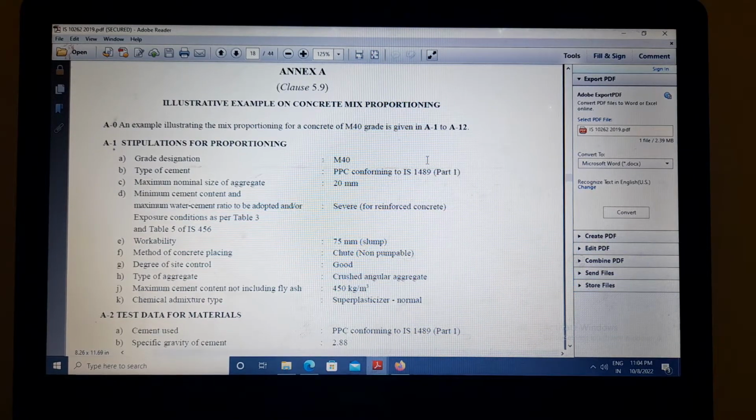Low cement content leads to reduced carbon footprint. When you design the concrete with the lowest possible cement content, it will reduce the carbon footprint in the environment that is produced due to the production of concrete.